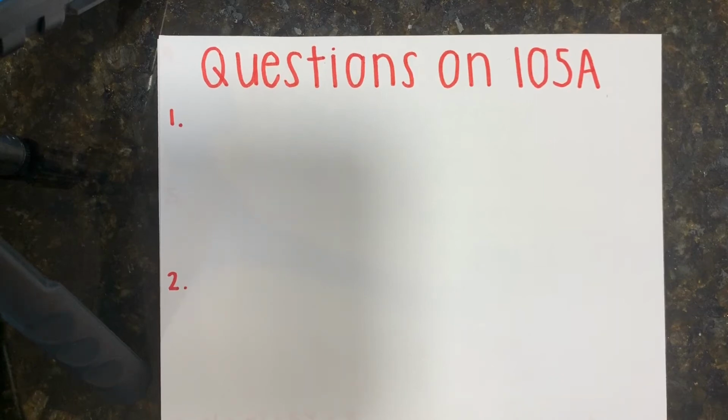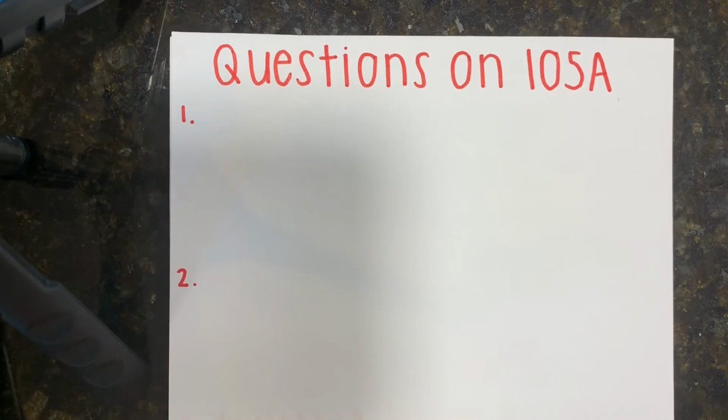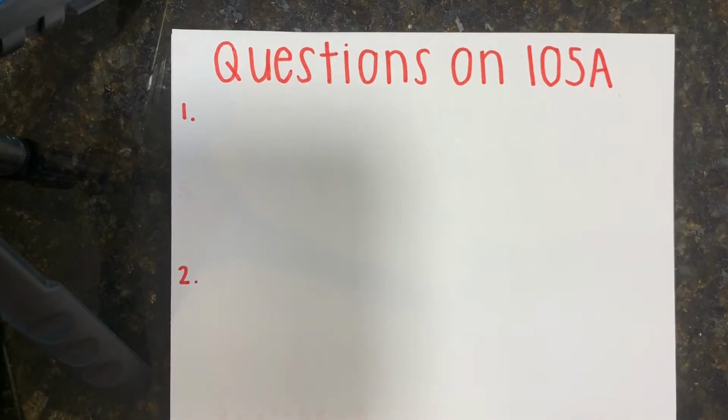Hi everyone, in Algebra 2B, today we're going to be going over your questions on lesson 105A. So to start, we're going to just start on number 1. Number 1 is: the weight of chlorine in a quantity of the compound C3H3Cl5 was 1050 grams. What was the total weight of the compound?